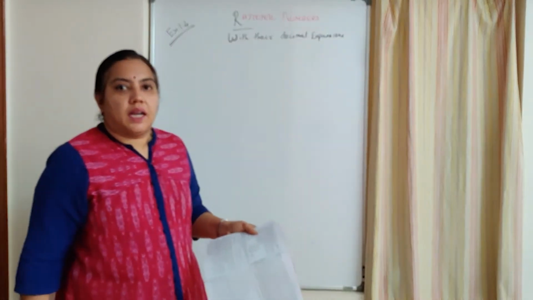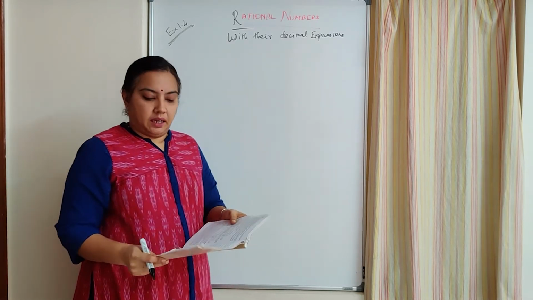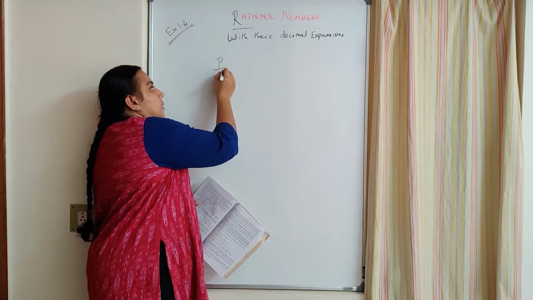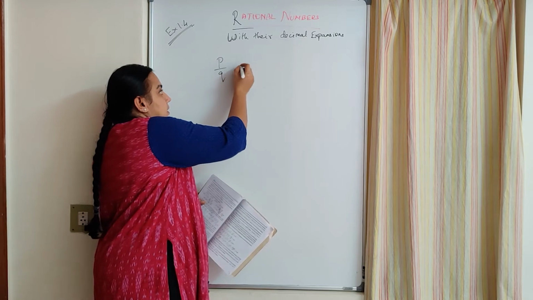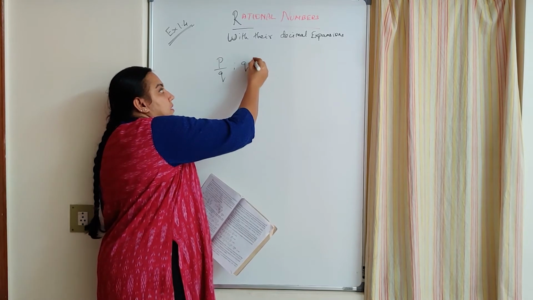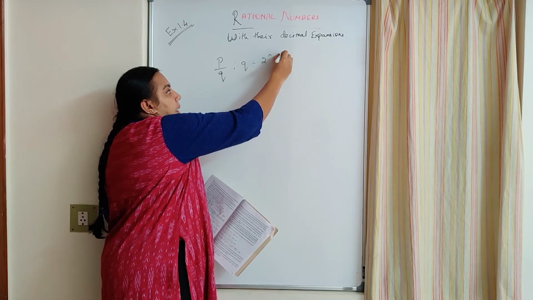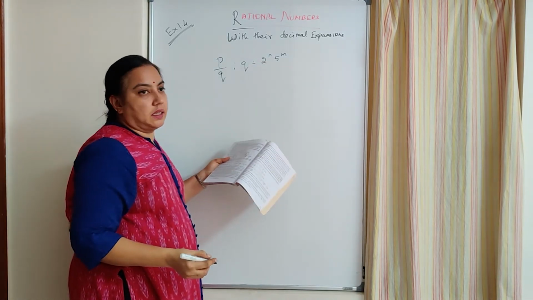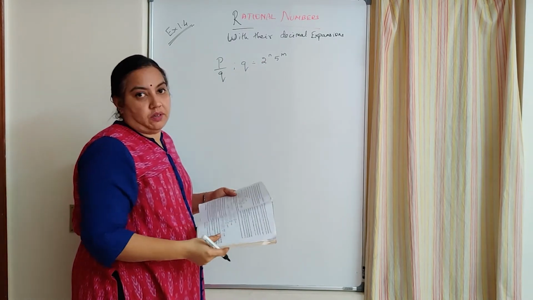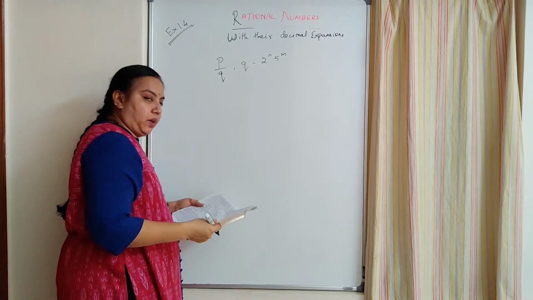We are going to look at the rational numbers and their decimal expansions. We have a theorem here which tells that any rational number can be represented as p by q, and if this q can be factorized as 2 power n and 5 power m, then this number is going to have a definite number of decimal places. It's not going to be continuous. Let us look at it with more examples.